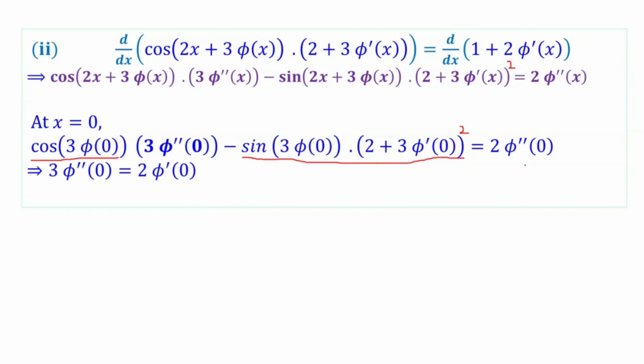Which, on further simplification, will give phi''(0) is equal to 0. So that completes chapter 5. This is the end of the module.